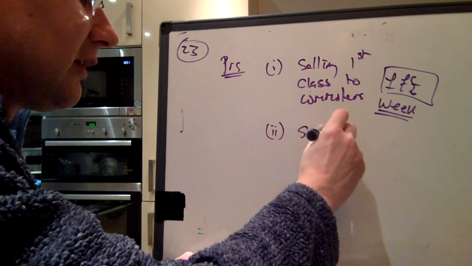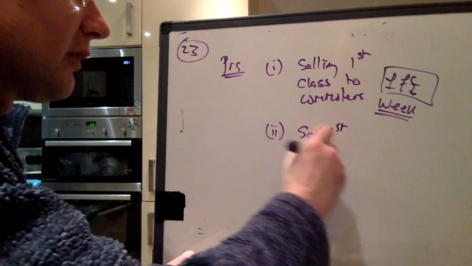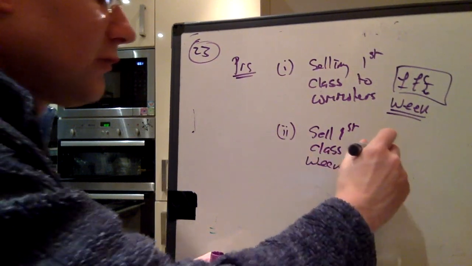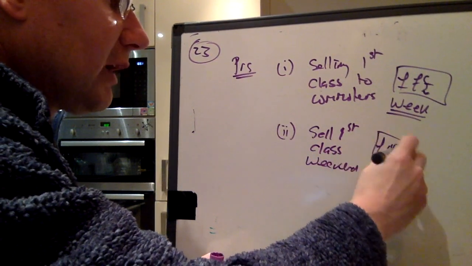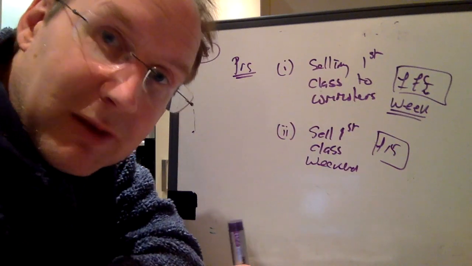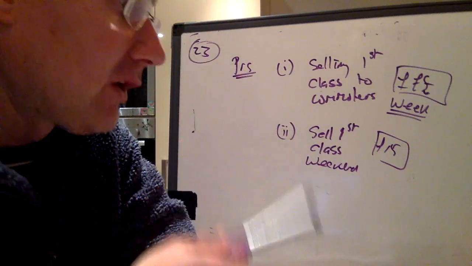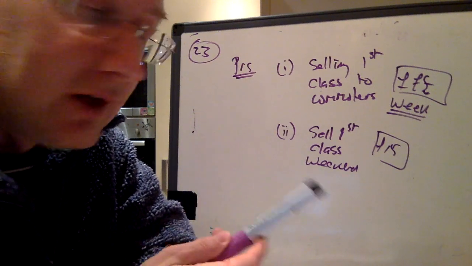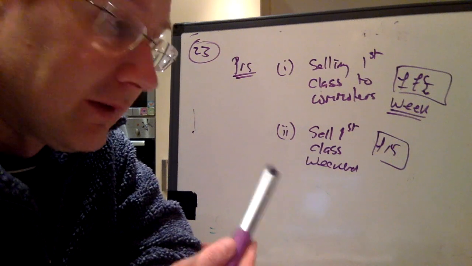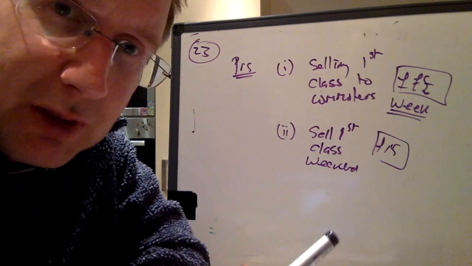But secondly, the producers benefit by selling the same seats. We sell first class to tourists or other weekend users for £15. Why is the producer benefiting? You've got to be really clear on why. The point is that if they don't do that, that first-class train carriage is still being dragged all the way to Wales or whatever, but there's nobody in it.